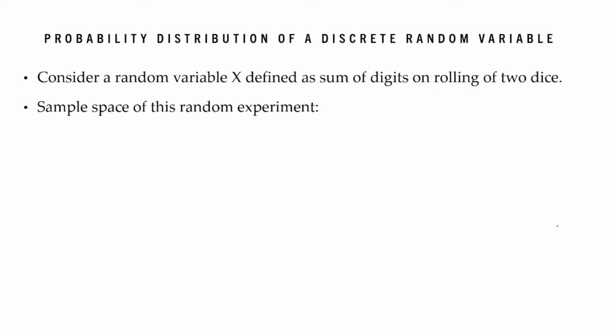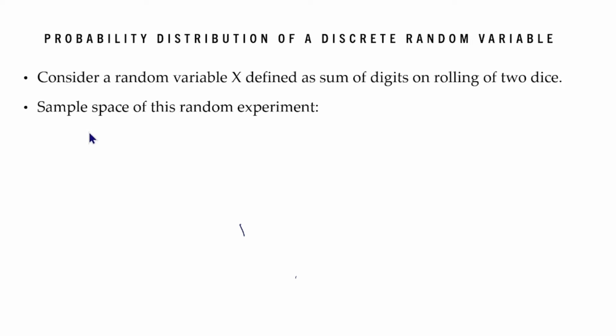Now let us take an example first to understand what is probability distribution. Consider a random variable x defined as the sum of digits on rolling of 2 dice. So the experiment is rolling of 2 dice and we are considering a random variable x which is defined as the sum of digits on the rolling of 2 dice.